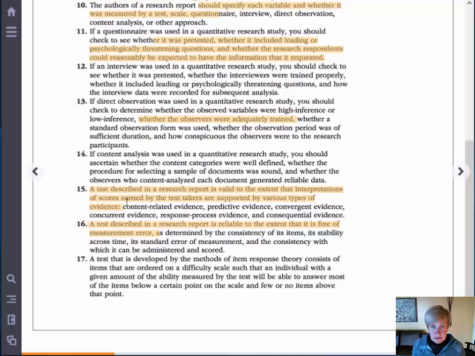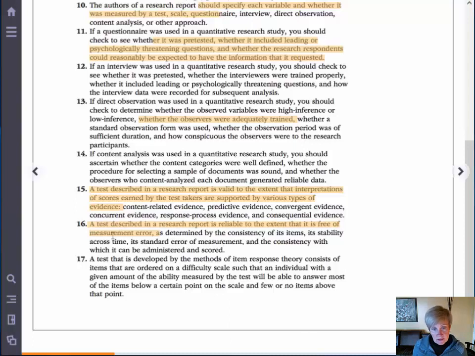What else? A test described in the research report is valid to the extent of the interpretations of those scores. And that's why you need to know just a little bit about statistics. Because if you don't understand how something was computed, not saying you have to be able to compute it, but how it was computed, it sometimes may be difficult for you to decide, hey, is that being interpreted accurately? Is that something that I should really think about and put into my life and so forth in my classroom?